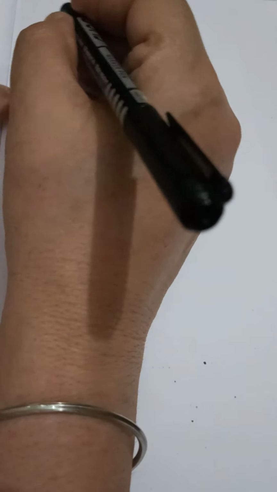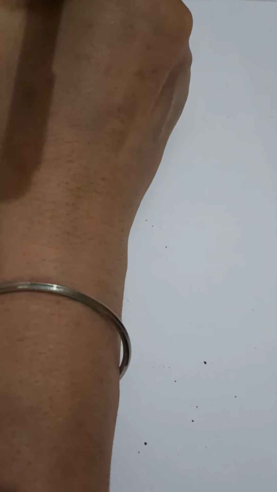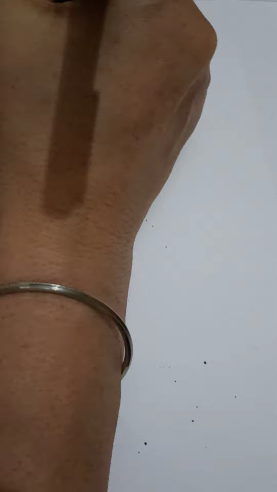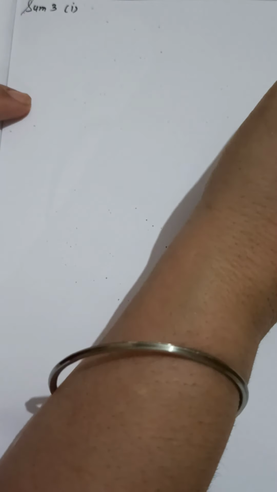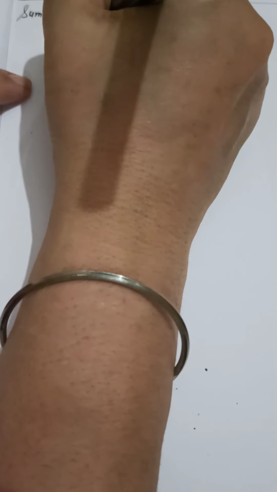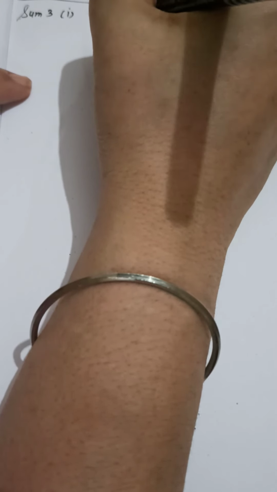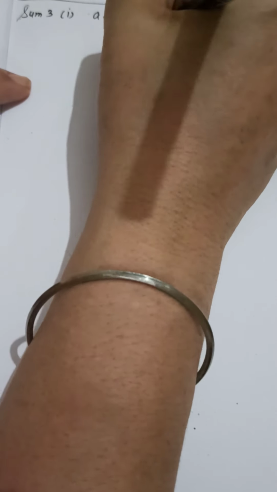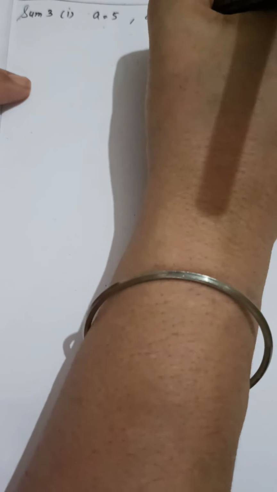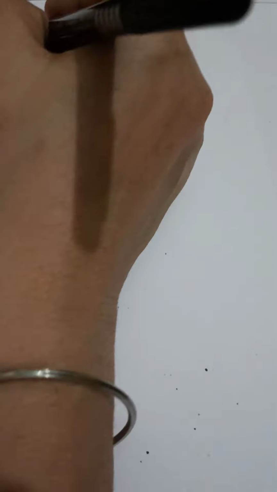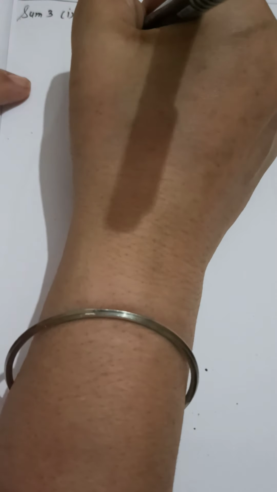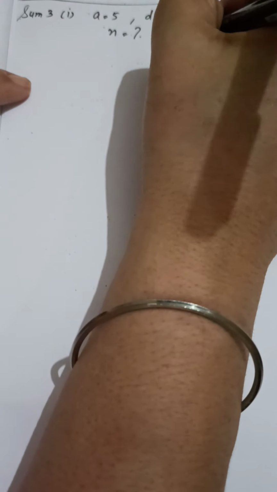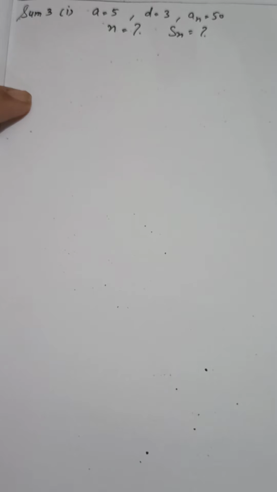Okay students, now we will start sum number 3. Sum number 3, first part is a is equal to 5 given, d is equal to 3, and an is equal to 50. That is given to us, and we have to find n and Sn. Both values we have to find.